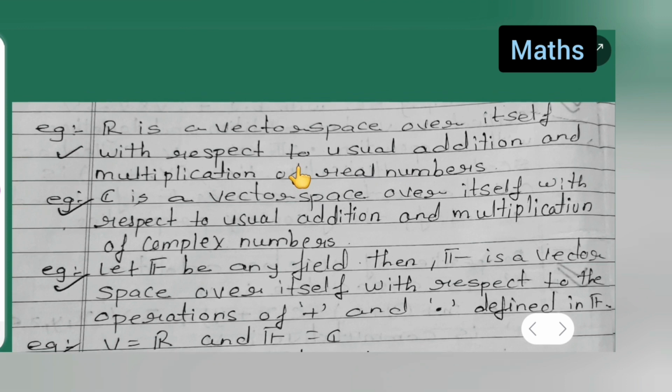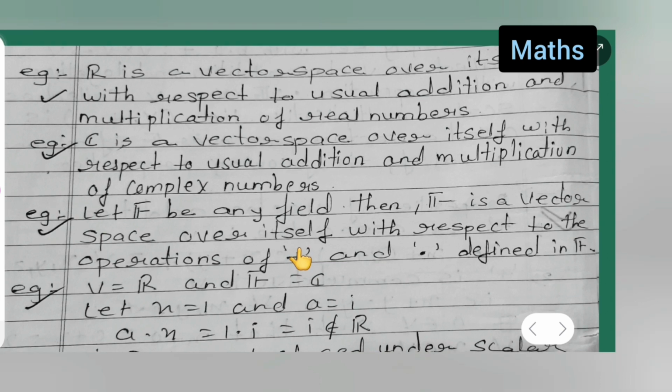Like R is a vector space over itself with respect to usual addition and multiplication of real numbers. Second one is C, a complex vector space over itself with respect to usual addition and multiplication of complex numbers. Third example: let F be a field, then F is a vector space over itself with respect to the operations of vector addition and scalar multiplication defined in F.